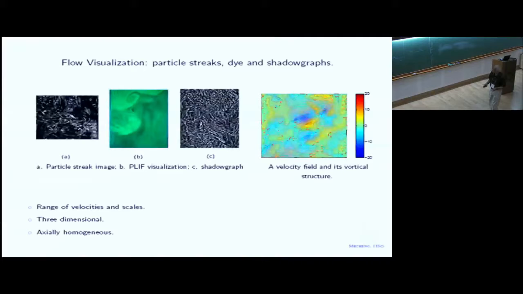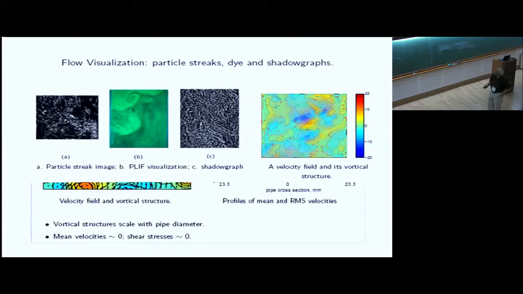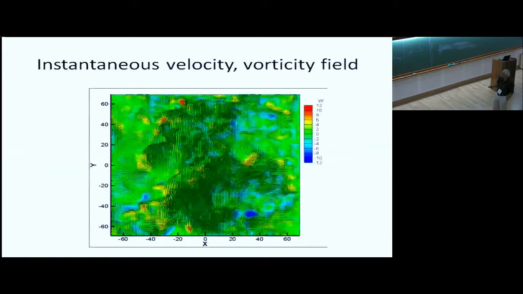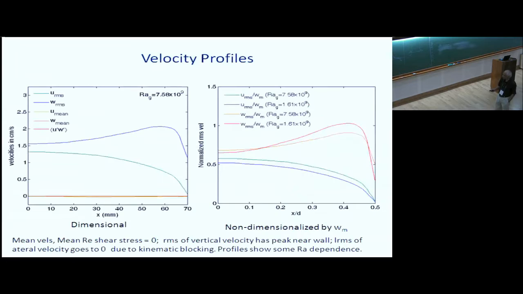And if you were to look at the instantaneous velocity field, it will look something like this, without any mean flow or any flow structure as such. And the velocity profiles, the mean velocity is 0. The mean Reynolds shear stress is 0. And this is the vertical velocity fluctuations. And this is the lateral velocity fluctuations.